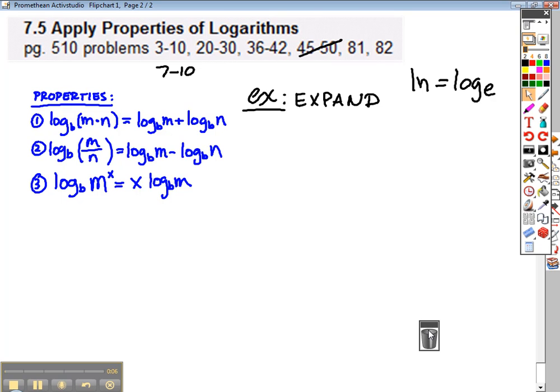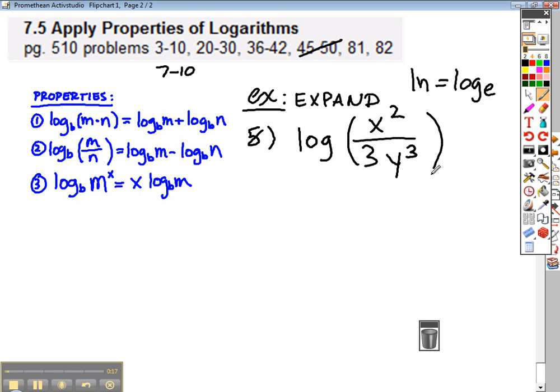What if there's a case where there are two things on the bottom? So for example 5, let's say it's a log, and again if I don't write a base it's assumed to be 10. Let's say it's x squared over 3y to the third. Okay, so the question is, since there's a times here, where does that go?